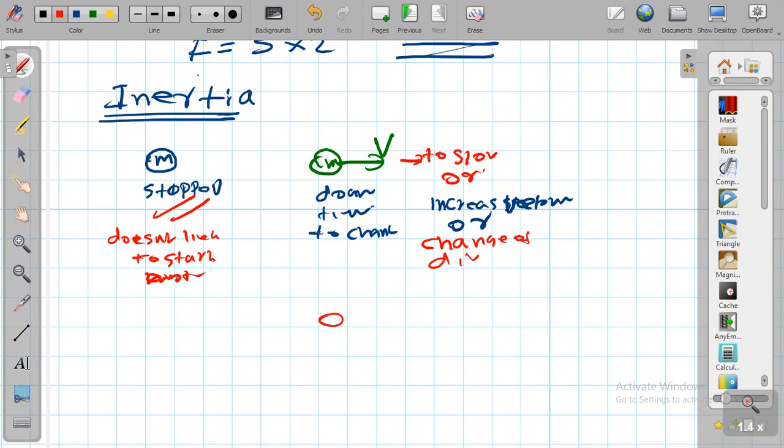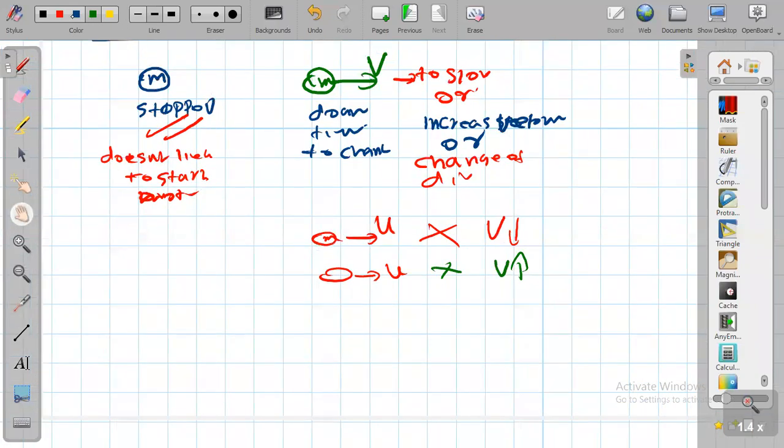Okay, that means it doesn't like to go to a low value. No, it doesn't like. Or to a higher value of v, it still doesn't like. Or the other one is what? Moving with the velocity of u, and it doesn't like to change the direction to here or here. Right? No, it still doesn't like. This is the meaning of what?